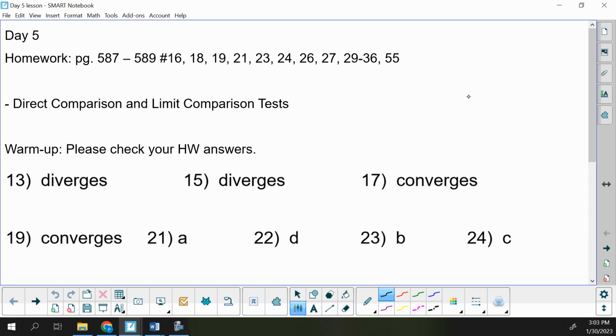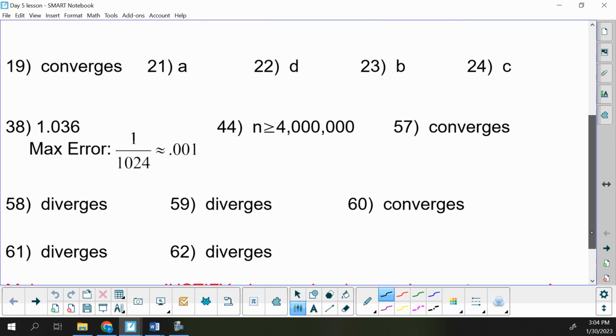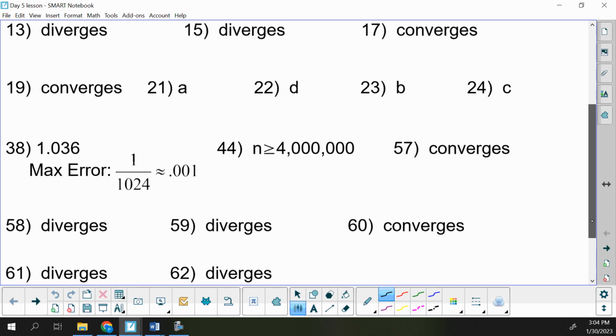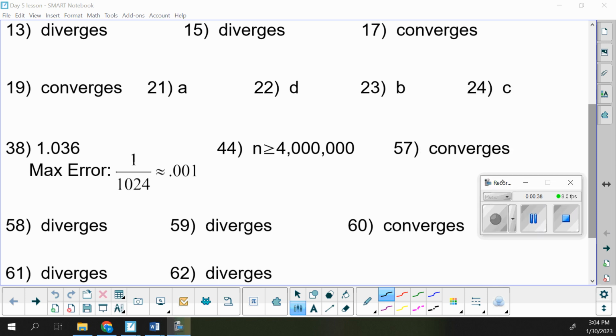Homework is day 5 textbook problems. So we'll scroll down to check your homework answers. Now, for each of these, when it just says diverges, converges, you need to have the justification, obviously, with them too. We're going to pause for 3 minutes for you to check these answers, and then we'll go through slide by slide of the worked out solutions.